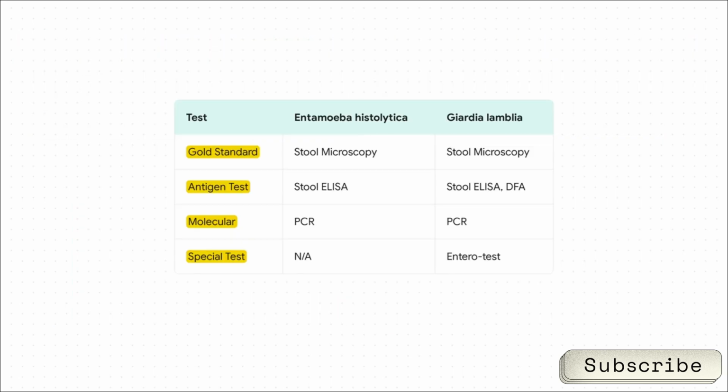So yeah, stool microscopy is the classic gold standard, but you need a fresh sample and a really skilled technician. That's why in the real world, labs now often rely on stool antigen detection with tests like ELISA. They're super sensitive and specific. PCR is even better because it can actually tell the difference between the pathogenic E. histolytica and other non-harmful amoebas that look similar. And for Giardia, in tricky cases where stool samples are negative, you might see the entero test or string test used to get a sample right from the duodenum.